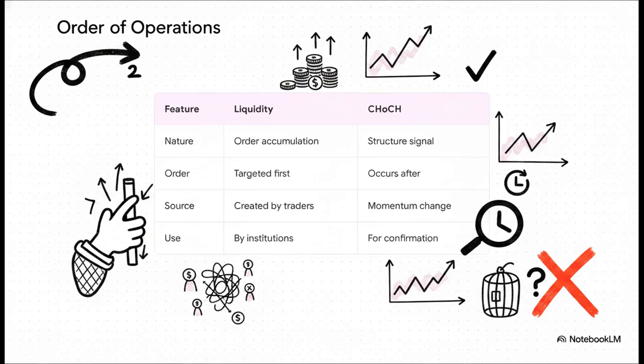On the right side, CHoCH. This is a market structure signal. It occurs after a structural change has already happened. It reveals a possible momentum change, and traders use it for confirmation. The absolute golden rule here is order of operations. Institutions manipulate the liquidity first. The true CHoCH only comes afterward. If you're trading a CHoCH before liquidity has been swept, you're likely falling right into the trap.